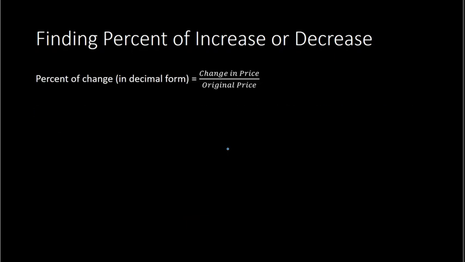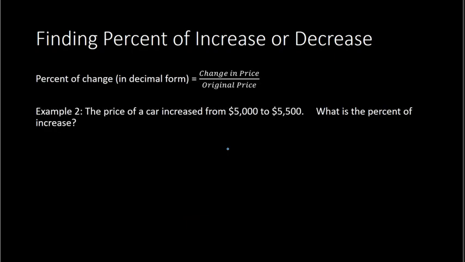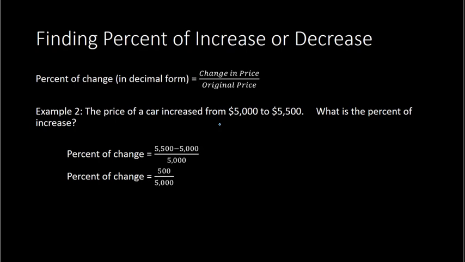Example 2. The price of a car increased from $5,000 to $5,500. And to calculate the percent of increase, I use the exact same formula. I find the change in price, divide it by the original price. Well, the change in price is found by looking at the two numbers, 5,500 and 5,000. If I subtract the two, that gives me the change in price, and then I divide by the original price of 5,000. So I get 500 divided by 5,000.